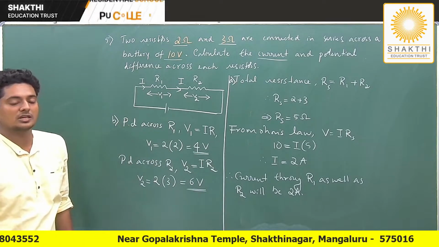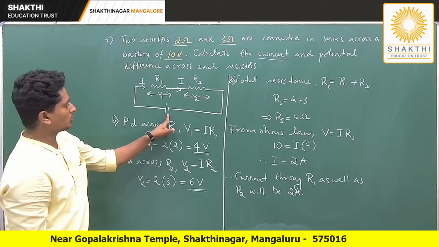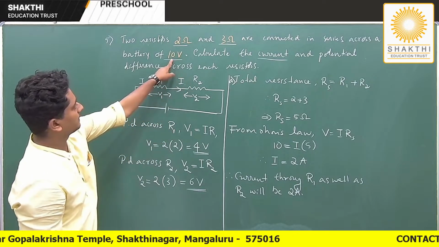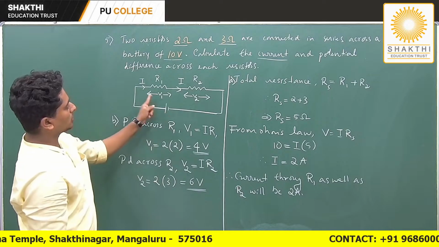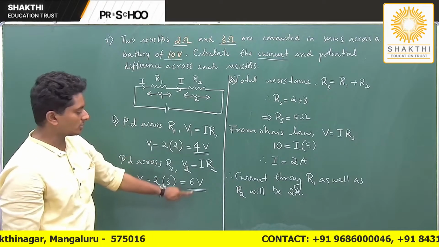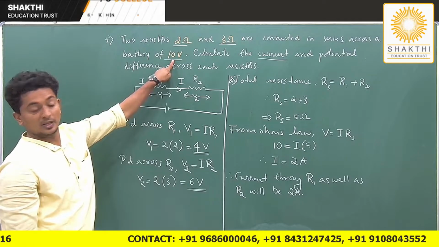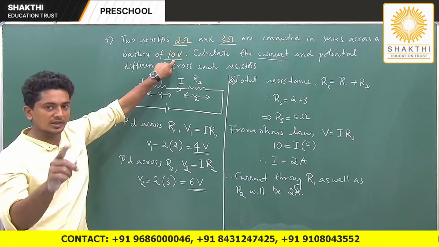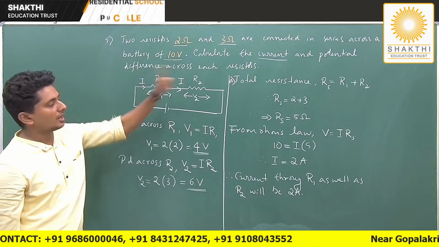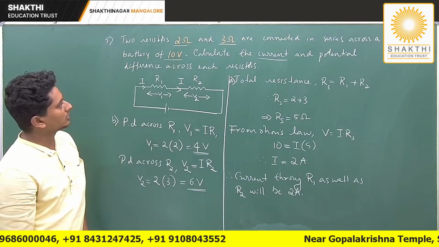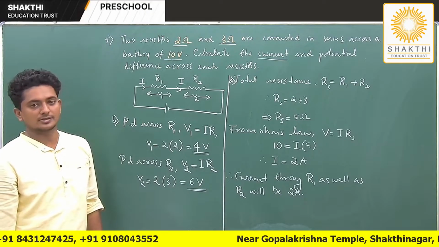How do you know this is correct or not? Very easy. You take your total voltage, that is 10. Now look at the individual voltages, V1 and V2, 4 and 6. When you add, you get your answer 10. This is how you come to know whether your answer is right or wrong. Okay. Last problem we will be solving, that is related to the parallel combination of resistors.